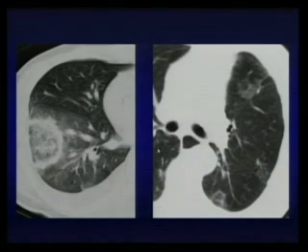Actually, Justin, you have seen a case of organizing pneumonia yesterday? Yeah. Do you remember the case with the multiple ground glass opacity?